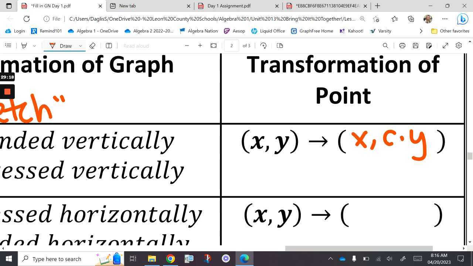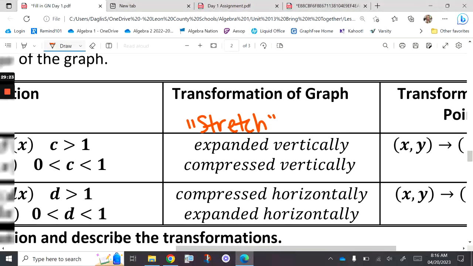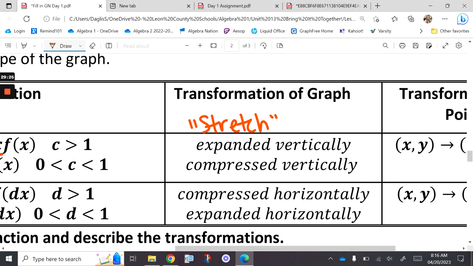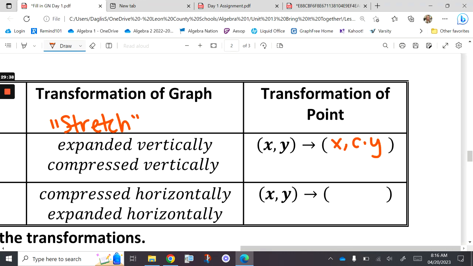And then we do have horizontal stretch or compression. Again, everything is opposite in those parentheses. So if my d is bigger than 1, now it's a compression. If my d value is less than 1 but bigger than 0, now that's an expansion or a stretch. So what do we do here? My x's are going to get multiplied by the d value, but my y values are going to stay the same.